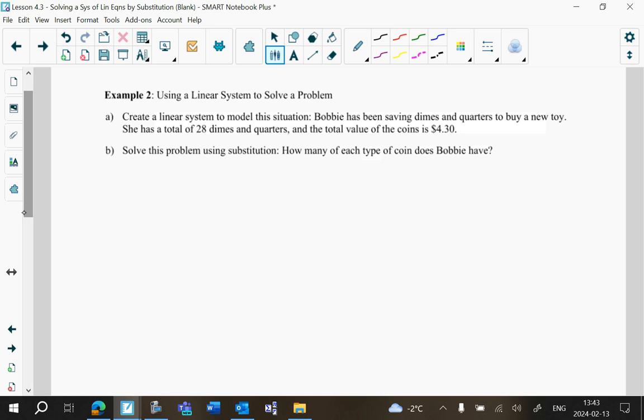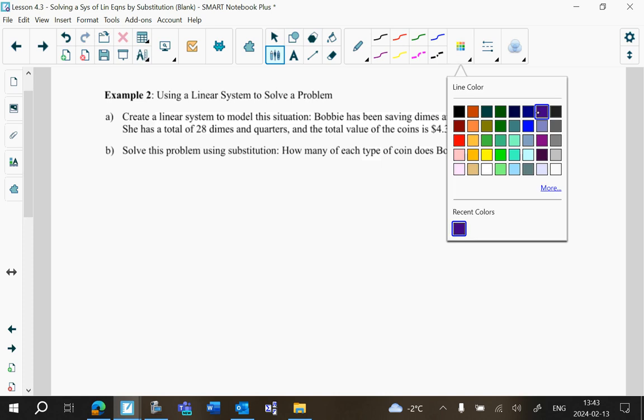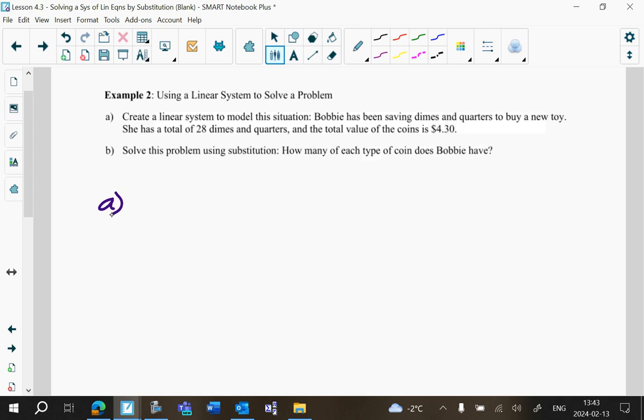Okay, so create a linear system. Bobby has been saving dimes and quarters to buy a new toy. She has a total of 28 dimes and quarters, and the total value of the coins is $4.30. What are my two unknowns? Dimes and quarters, quarters and dimes. What would you like to name them? X and Y? P and Q? No? You guys like X and Y? All right.